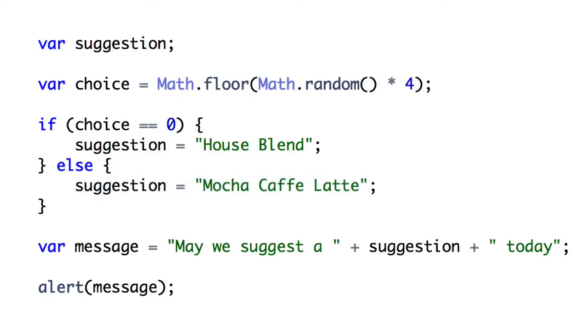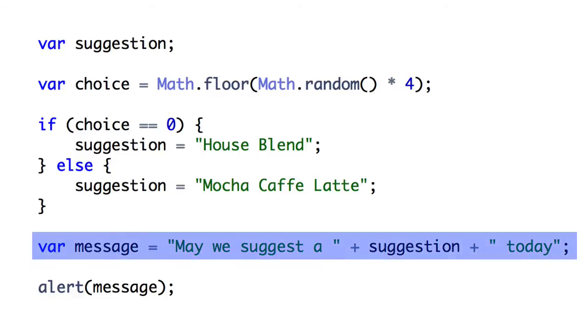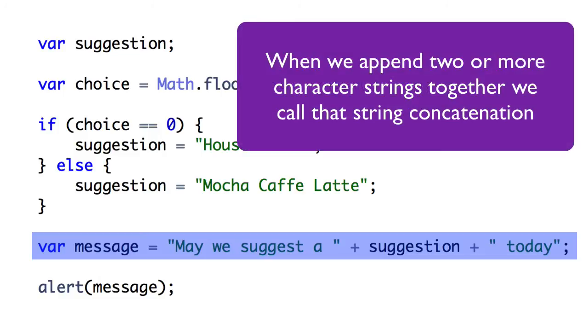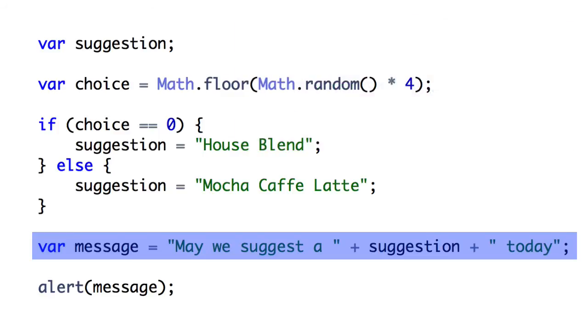All right, so we're almost there. We've only got 2 more statements, and at this point, choice is set to some number between 0 and 3, and suggestion has our coffee suggestion. Now here, we're creating another variable called message, and presumably this is the message that is going to get given to the user. And what we're doing is we're taking a string, "may we suggest," and we're essentially adding that to the suggestion, and then adding on the end of that the word "today." And this is known as string concatenation. And so what we're doing is we're building up a string by adding together strings. And what we end up with is a string like, "may we suggest a house blend today."